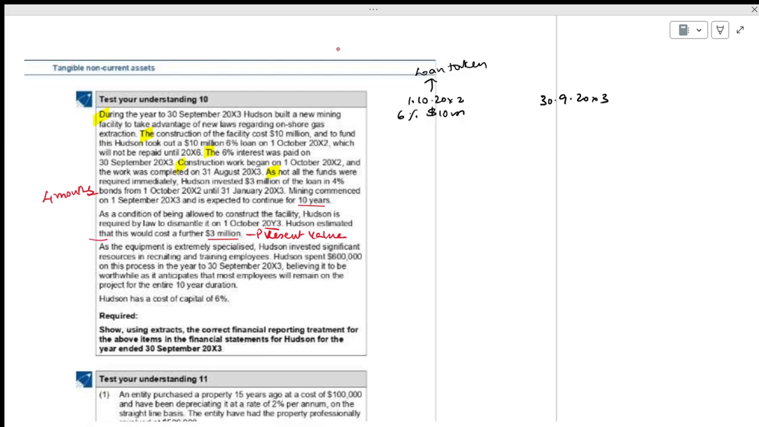As the equipment is specialized, Hudson invested significant resources in recruitment and training. They have spent 600,000 in this process till 30th September. Should we take recruitment and training expenses? Yes or no?